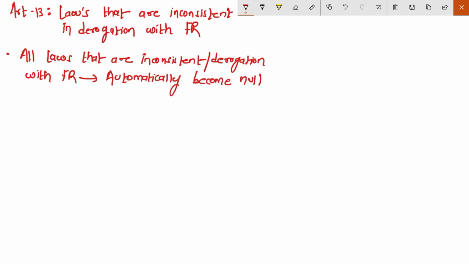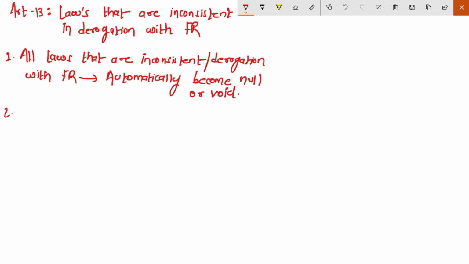Become null or void. Suppose any law infringes a fundamental right or becomes inconsistent with fundamental rights, that particular law automatically becomes null or void. So this is the first thing under Article 13.